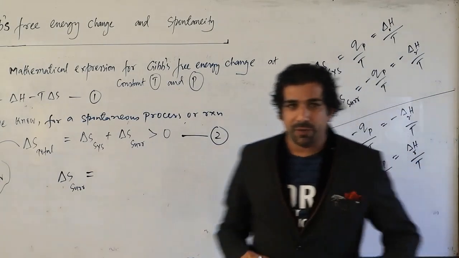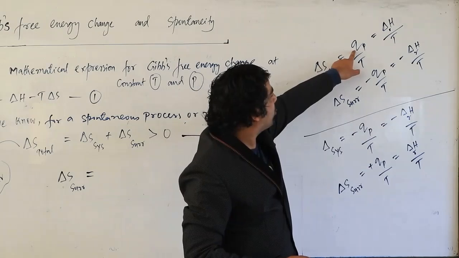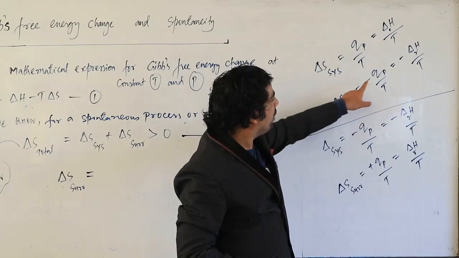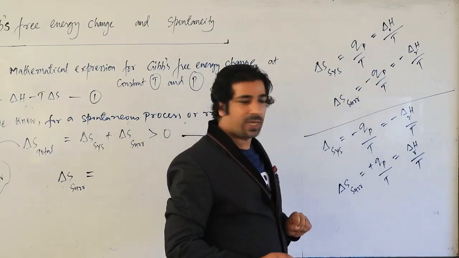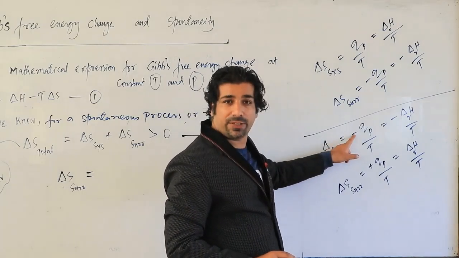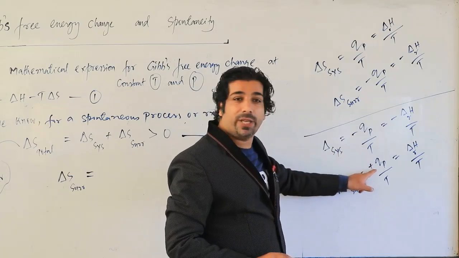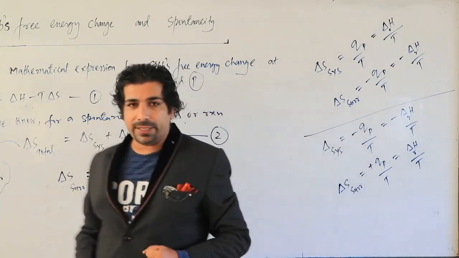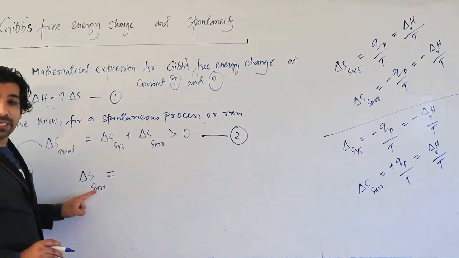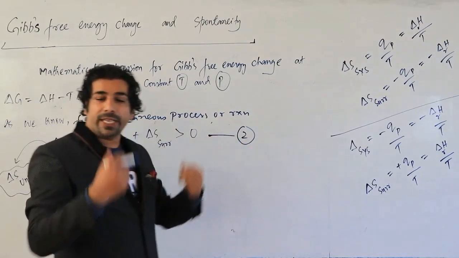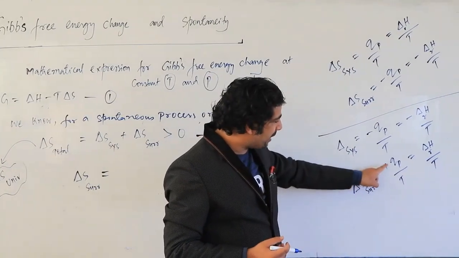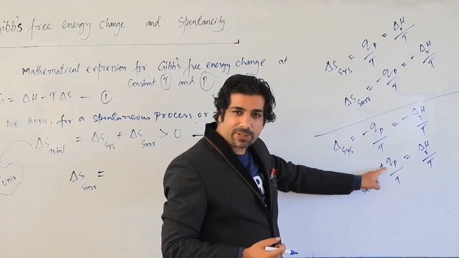Once again I am telling you, my dear friends, if the system is absorbing the heat at constant temperature, then the surrounding will lose the heat at constant temperature. If the reverse is happening, if the system is losing the heat, minus Q means loss of heat, then the surrounding will absorb the heat. So let us suppose in this particular process the surrounding is absorbing the heat. Which expression will I use? I will use this expression, my dear friends.